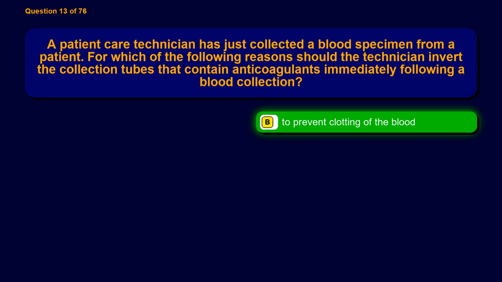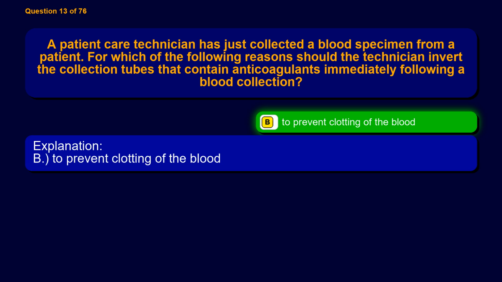The correct answer is option B. To prevent clotting of the blood.